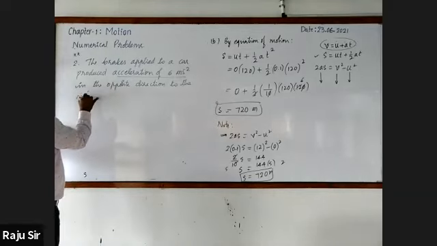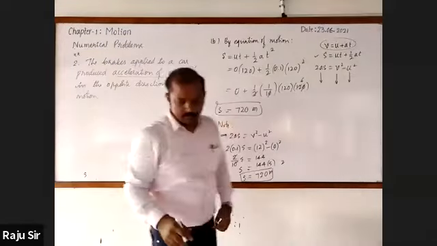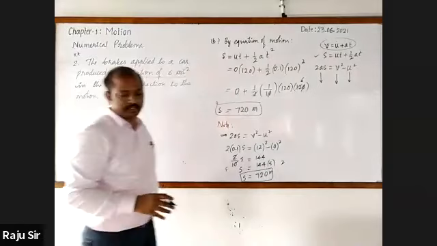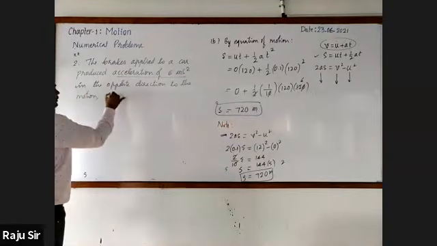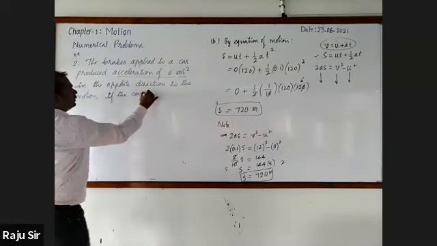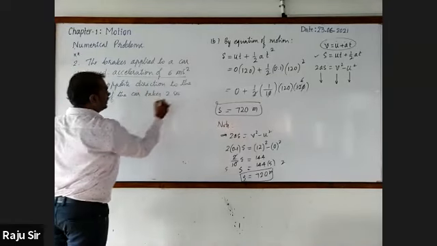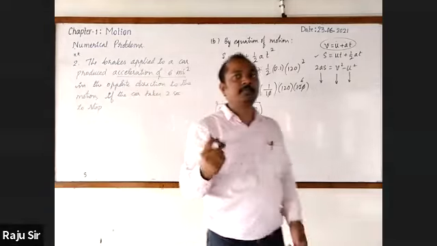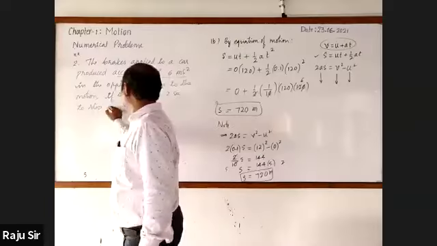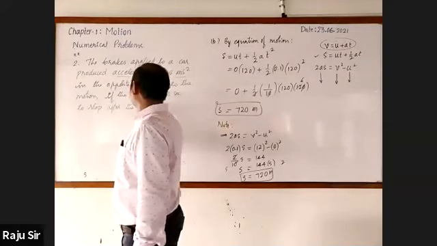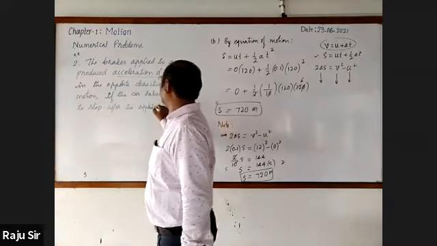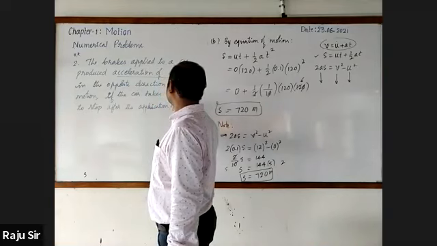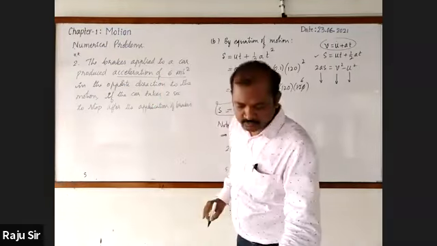It acts in the opposite direction to the motion. If the car takes 2 seconds to stop, what will be the final velocity? Zero meter per second, after the application of brakes.